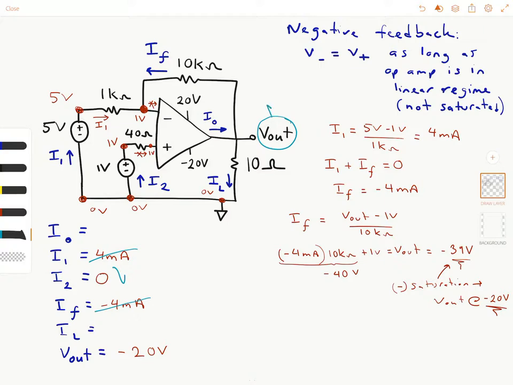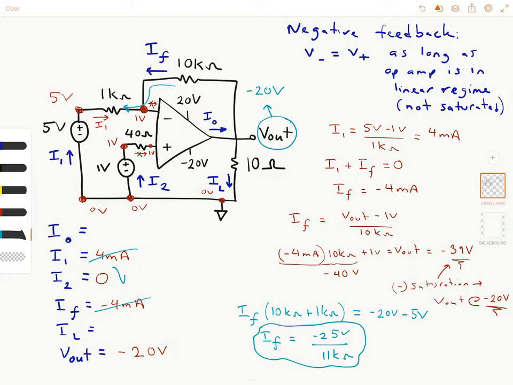So now V out value is known, so it is minus 20 volts. If this is minus 20 volts, the current that runs through the 10 kilo ohms and the 1 kilo ohm is continuous, we can just write IF times 10 kilo ohms plus 1 kilo ohm equals minus 20 volts minus 5 volts. So IF equals minus 25 volts divided by 11 kilo ohms. If you know IF, you know what I1 is. I1 is going to be equal to negative that. So it is going to be 25 over 11 milliamps.